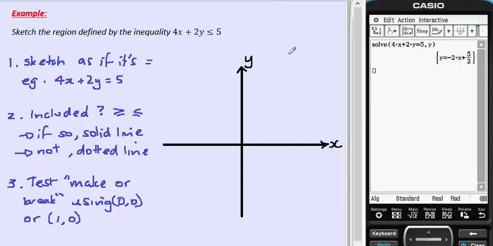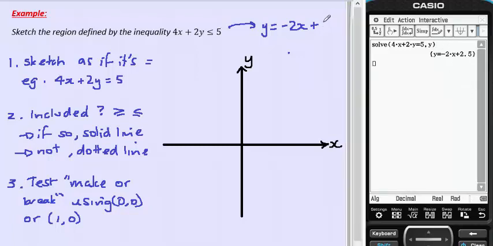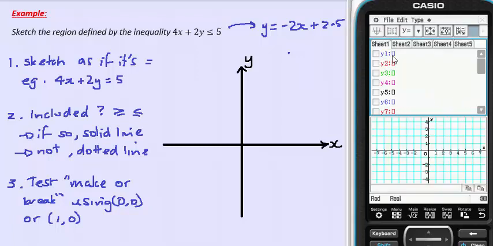So I'll write that over here: y equals negative 2x plus 5 on 2. If I use decimal, which is down here, then I can hit enter again, and it says negative 2x plus 2.5. Now I'm going to go to the graphing area, and I say Graph and Table. I'll put in y equals negative 2x plus 2.5, and I hit OK, and I sketch that. And that looks like this.